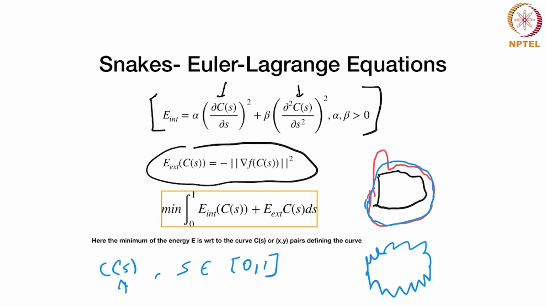Okay. C of S, basically you can think of it as generating X of S. C of S is nothing but a pair of points, X of S and Y of S. Okay. So X and Y are basically points on the curve. So you are thinking of a curve in a plane, X and Y are points on the curve, and you can generate the curve by varying S smoothly.